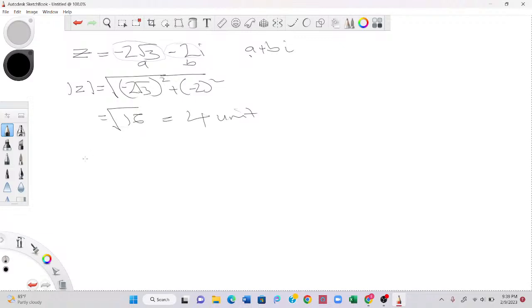It's a distance. Now going on to your argument, or your angle. If you are supposed to plot this complex number on the real and imaginary axes, this is the imaginary part. Negative 2 root 3 gives you about negative 3.46. So this is your real axis and this is your imaginary axis.